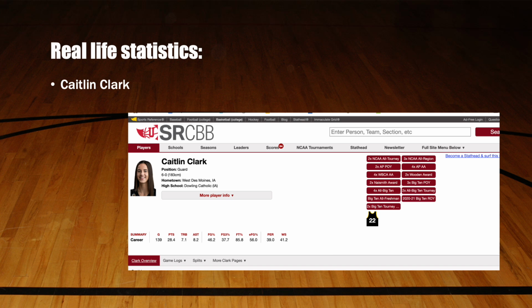Real life statistics. So we see in this slide that we are using Caitlin Clark. Caitlin Clark is a great basketball player, originally from the Iowa Hawkeyes, and now she plays in the WNBA. I was able to do this search from her as a Hawkeye and found that she played in a total number of 139 games with an average of 28.4 points per game. You can go along the side and see all the different percentages that were calculated using statistics.